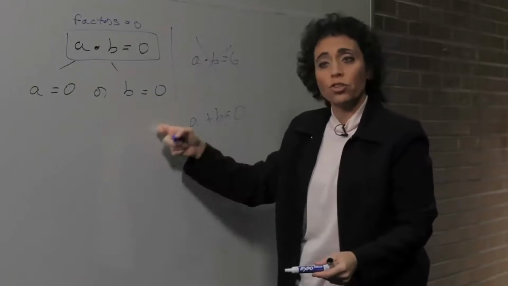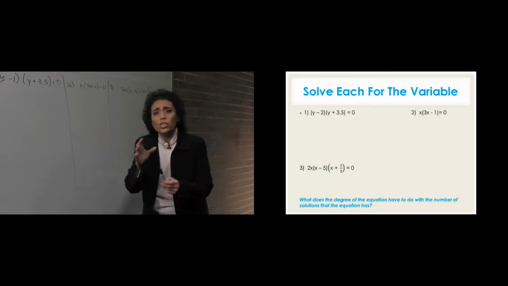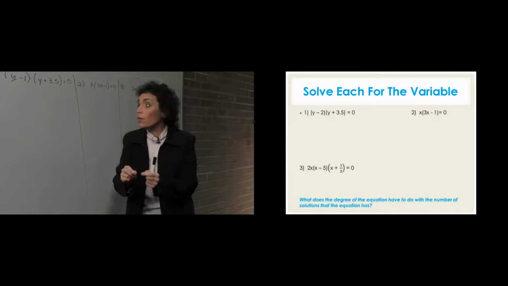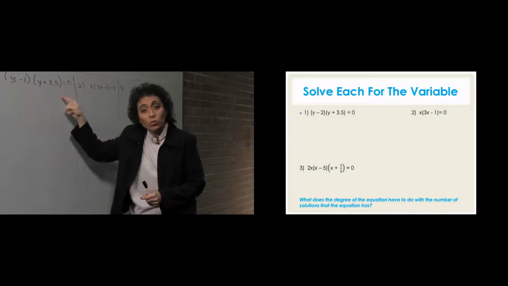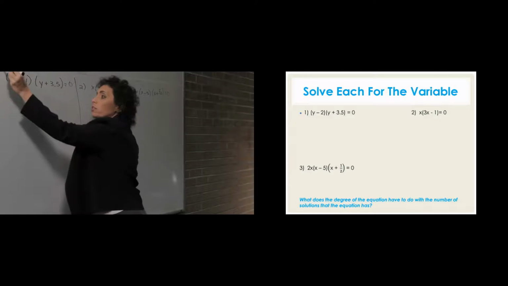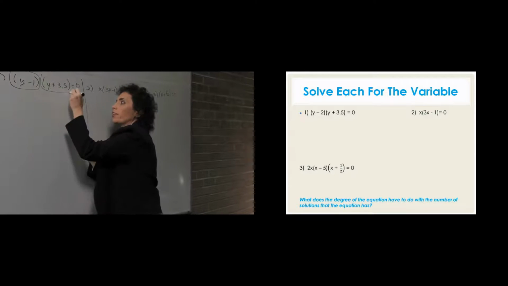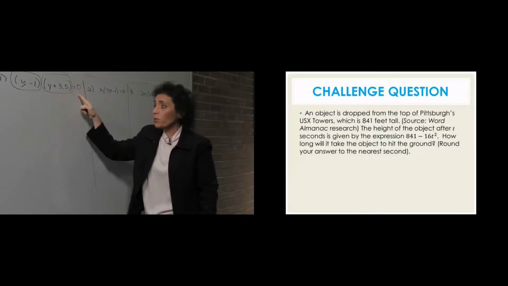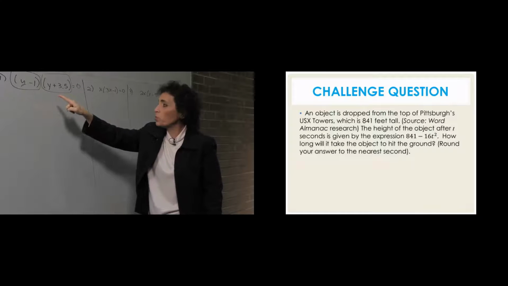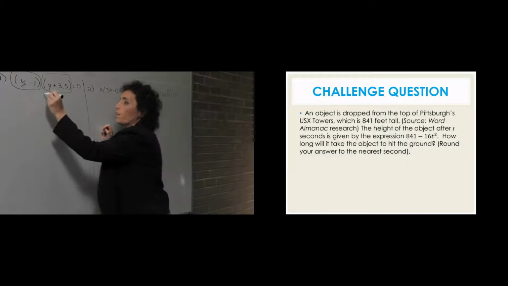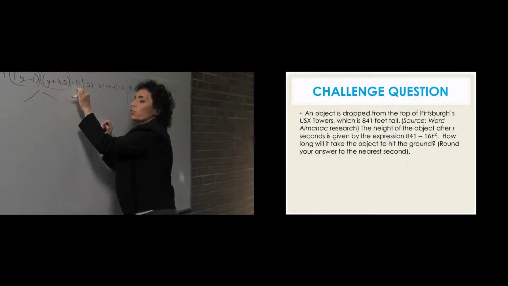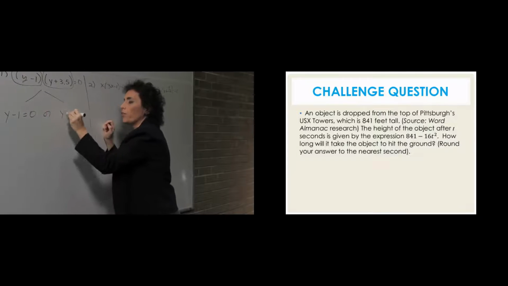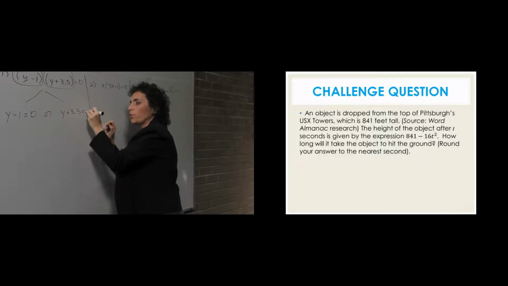Let's see why it's so important. Remember what we just said? We just said if you have factors equal to 0, we know at least one factor is 0. Look what we have. Factors equal to 0. We have this factor, y minus 1, and we have this factor, y plus 3.5. In order for this whole product to be 0, at least one of these must be 0. So watch what we have to do. If we have factors equal to 0, we know that one of the factors is 0 or the other factor is 0. So that's all you have to do here.